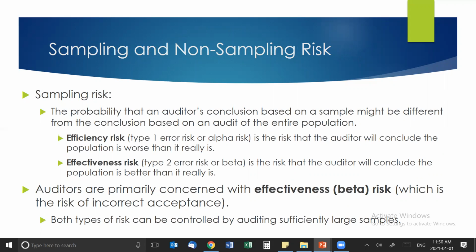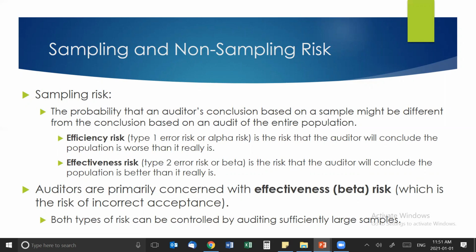There's also something called sampling risk, and we have to take this into consideration when we are sampling. Sampling risk is the probability that the auditor's conclusion based on the sample they've chosen might be different from the conclusion for the entire population. So if they do their work on a sample and find 1% of errors in that sample, they can apply that to the entire population and say there's probably 1% of errors in the entire population. Sampling risk is that they were wrong: the sample they chose was different from the actual entire population.